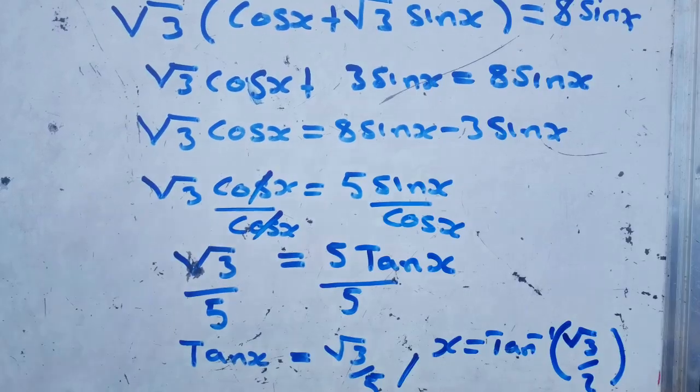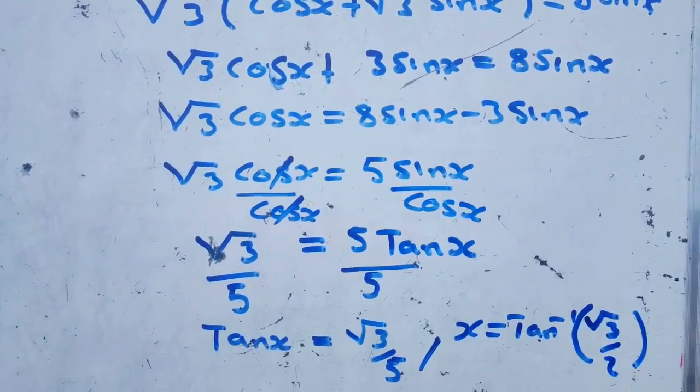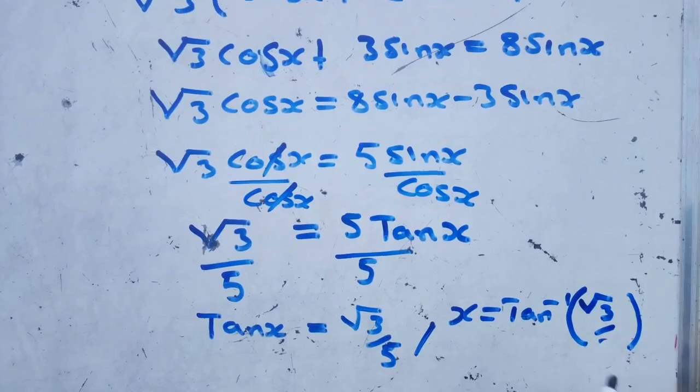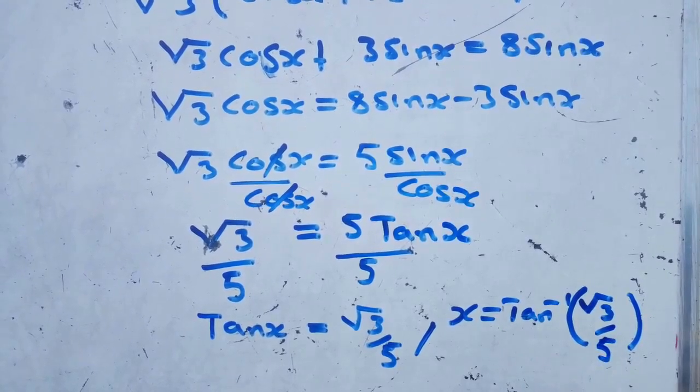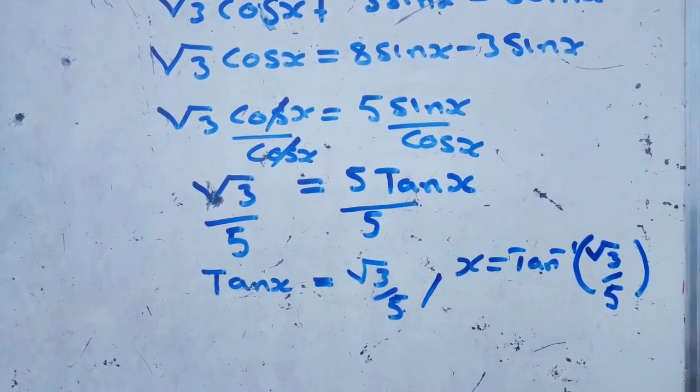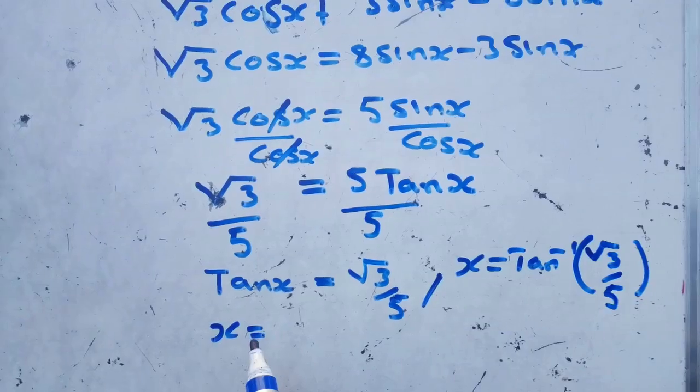So what is tan inverse of root 3 over 5? You can just punch it on your calculator and it will give you 19.12. So x is equal to 19.12.